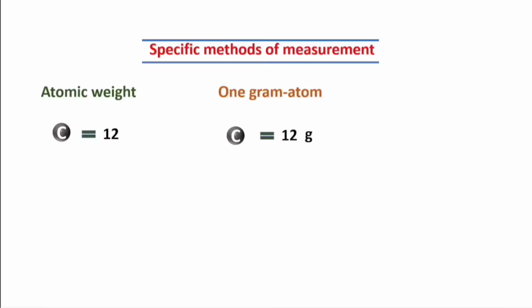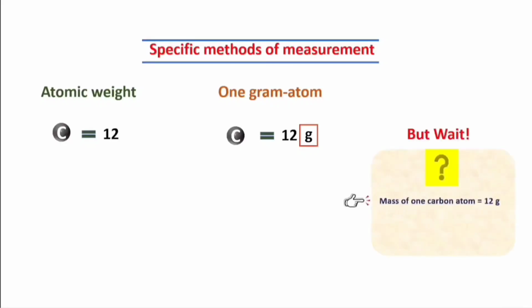When atomic weight is expressed in gram unit, it represents the atomic mass and it is named 1 gram atom. Therefore, we simply write g with the atomic weight for the atomic mass of a carbon atom, that is 12 gram, and it is named 1 gram atom of carbon. So 1 gram atom of carbon is 12 gram of carbon. But wait, is 12 gram the mass of one carbon atom? Absolutely not.